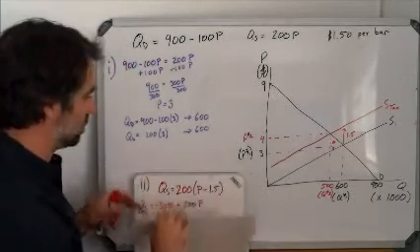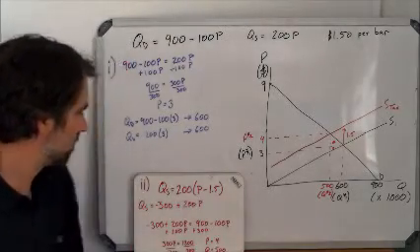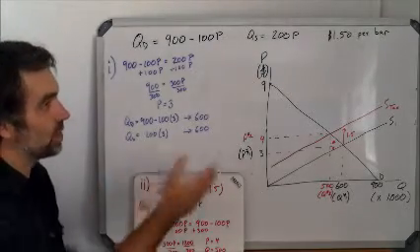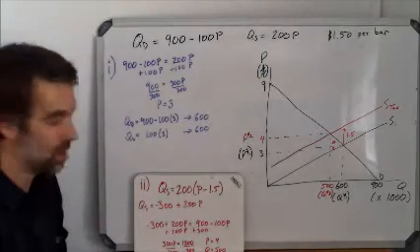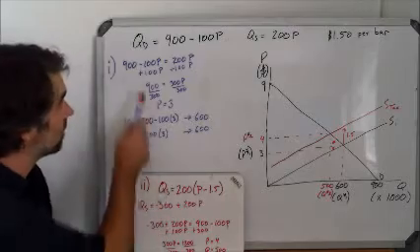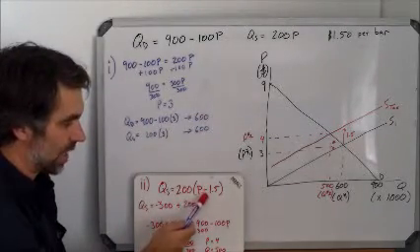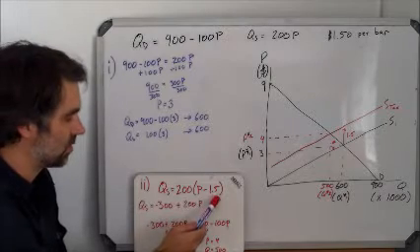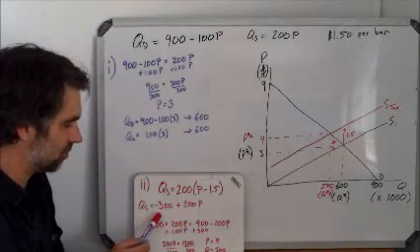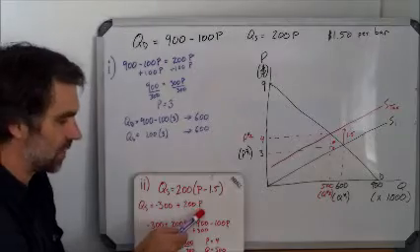Okay, question 2 is here. So it says, okay, now we're going to put in the tax of $1.50 per bar. So we're just going to do QS, QS equals 200p, and we're going to take p and subtract out 1.5. So we distribute and we get negative 300 plus 200p.